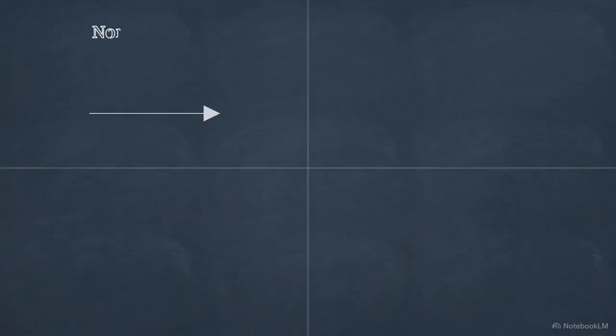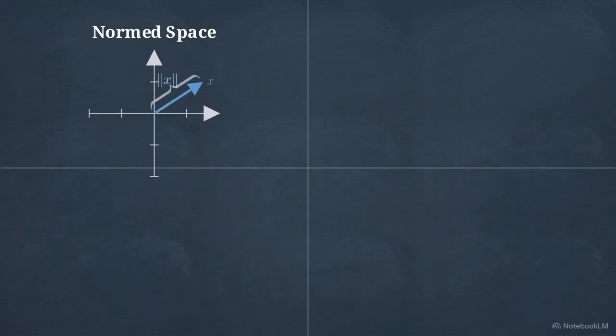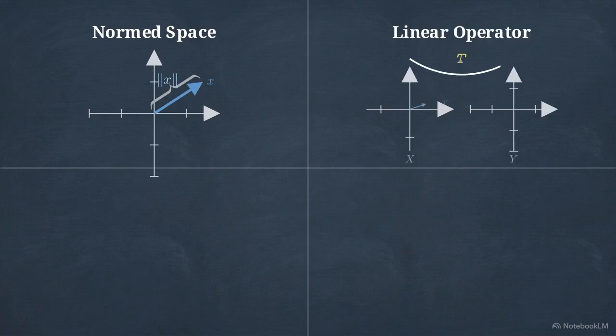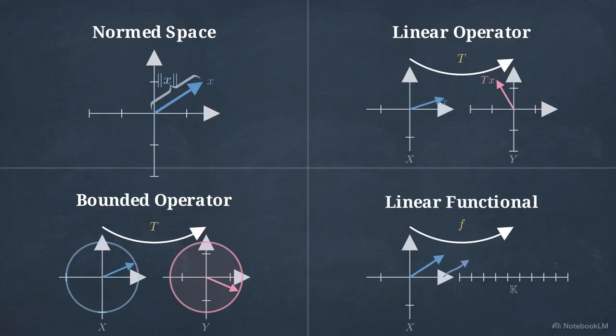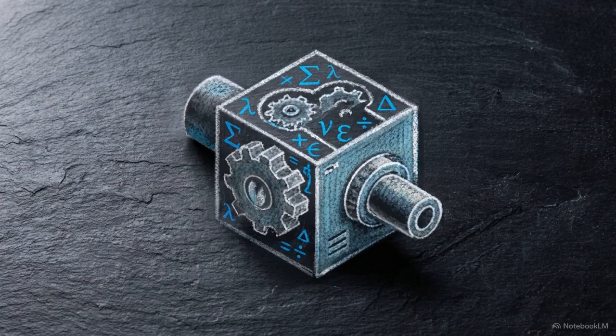To build this, we start with a normed space, a vector space where every element has a defined length or norm. We then define a linear operator as the mechanism mapping vectors from one normed space to another, preserving their algebraic structure. If we restrict that operator so it can only stretch a vector up to a finite maximum limit, we have a bounded operator. And if that operator compresses a vector all the way down to a single number, a scalar like 5 or -2, it is called a linear functional. Shifting focus from individual vectors to the machines that manipulate them is the prerequisite for navigating higher-level functional analysis.